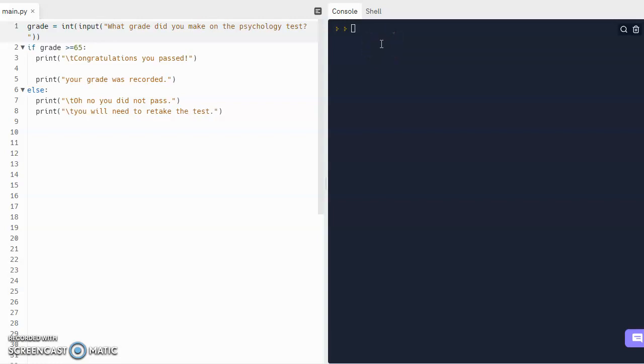Okay, so today we are looking at a discussion string for Replit, and for this string I used the idea that a psychologist would be doing testing on a patient, or maybe a psychology teacher or something of that sort, and they had to input a grade for an assignment or whatever testing they would like to do. So in this test, I have the grade input of, what grade did you make on the psychology test.